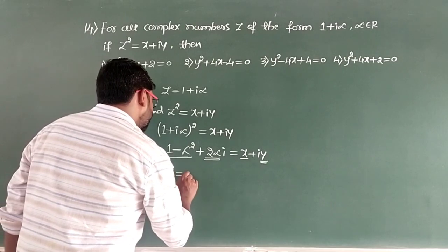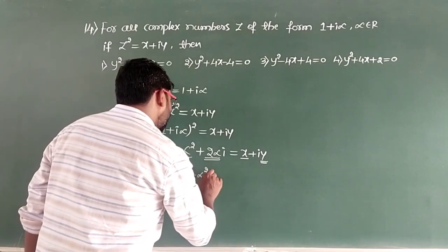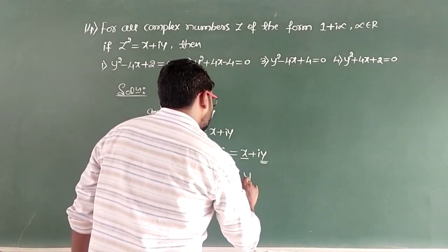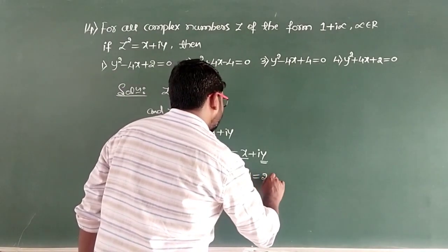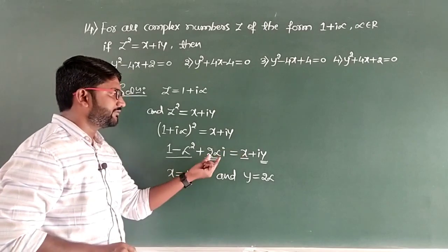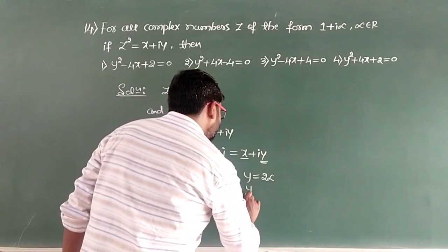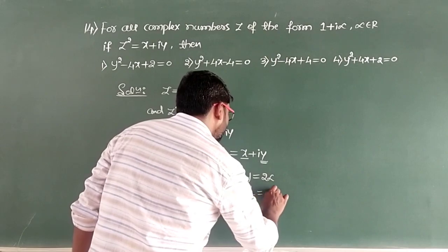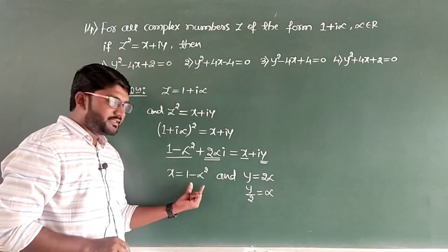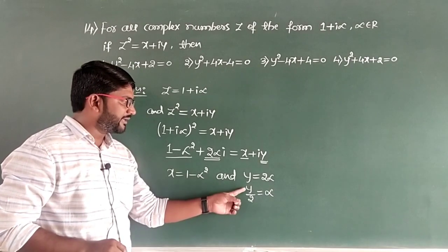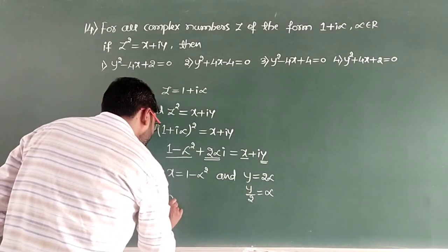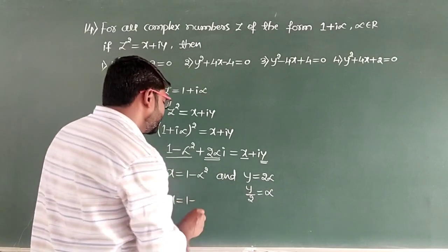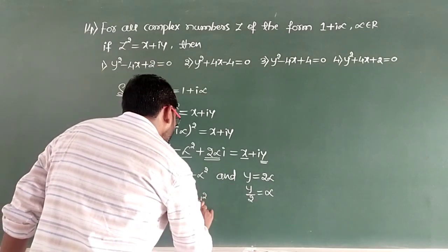So what do we have now? x which is equal to 1 minus α squared, and y which is equal to 2α, and then y by 2 will be α. So now here in this equation replace α by y by 2. Overall what do we get now? x which is equal to 1 minus α squared means we get y squared by 4.